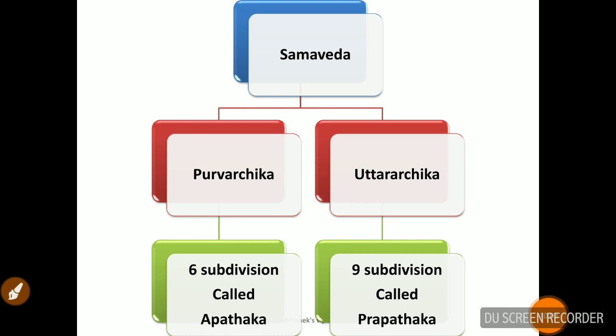Okay, so Samaveda is split into two, Purvarchika and Uttararchika. Purvarchika has 6 subdivisions called Adhyaya, and Uttararchika has 9 subdivisions called Prapataka. So there are Adhyayas and Prapatakas as a part of Samaveda. Don't forget, Samaveda is for Soma practices, Soma Yaga, that means it is sung at the time of Soma Yaga. Singing means melodies. Okay.